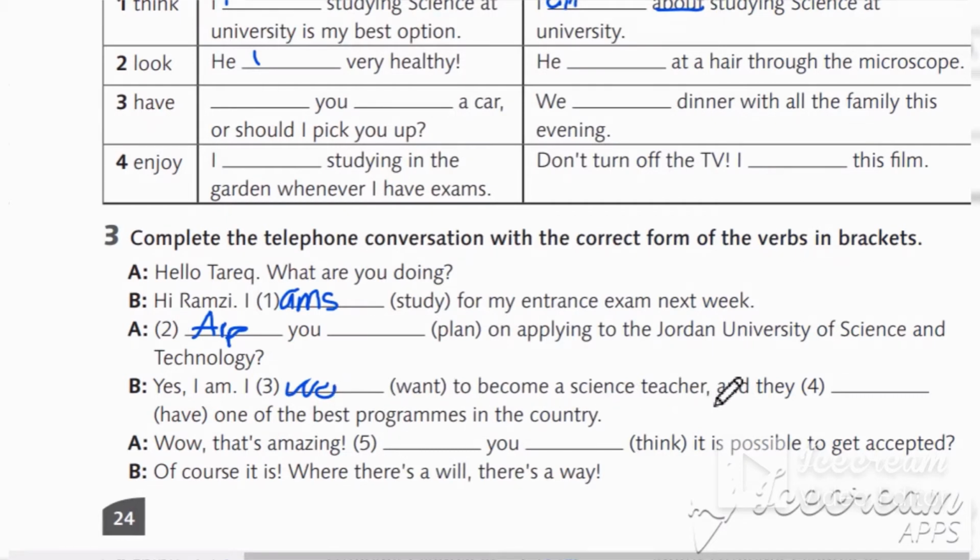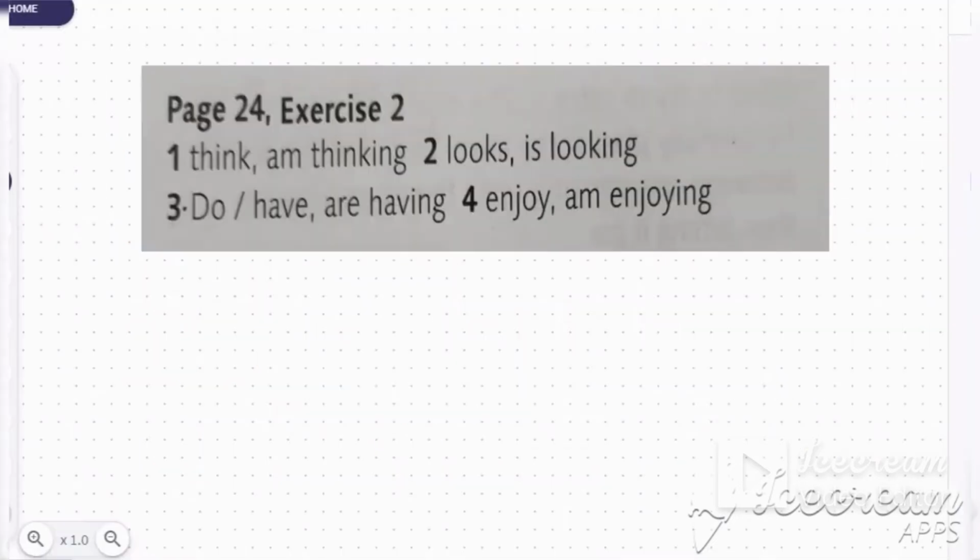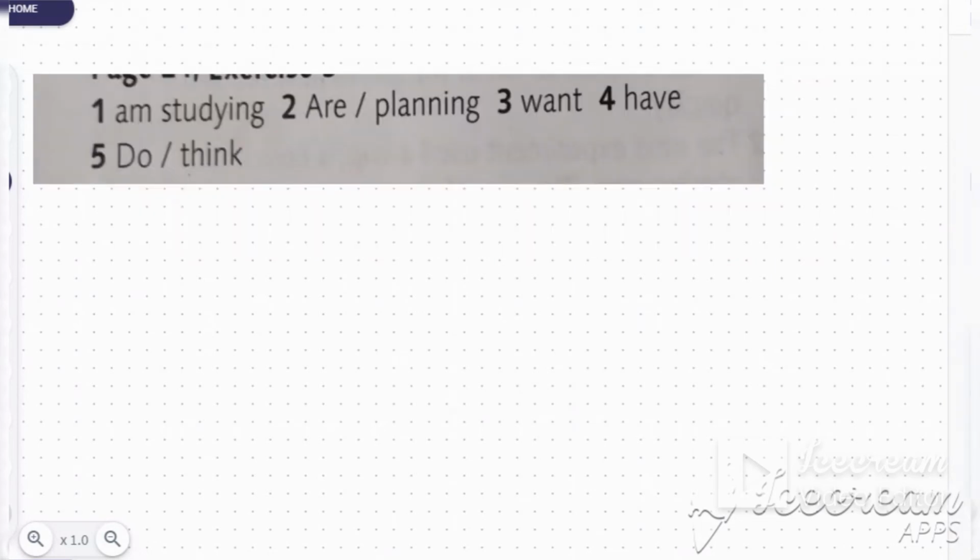Continue. To become a science teacher and they have one of the best programs in the country. Excellent. Continue. Wow, that's amazing. Blank you think it is possible to get accepted? Are you thinking or do you think? They are asking about opinion. Excellent. Do you think it is possible to get accepted? Of course. Where there's a will, there's a way. When we have a goal, there is a way. And these are the answers: am studying, are planning, want, have, do, think.